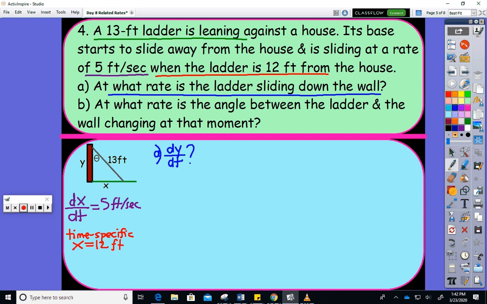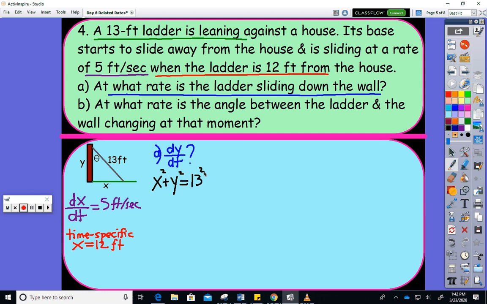Do you recognize that, when I look at the picture, theta doesn't seem to have anything to do with part A? And the equation I need to work with is just the Pythagorean theorem. Like I mentioned earlier, I can go ahead and put in 13 squared because the length of the ladder is not changing over time.